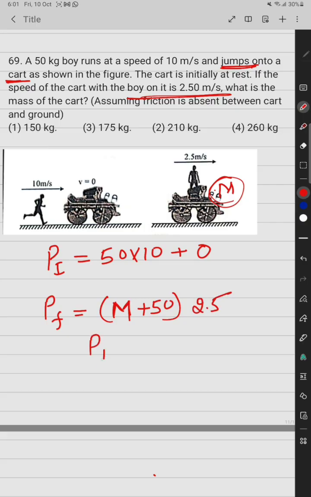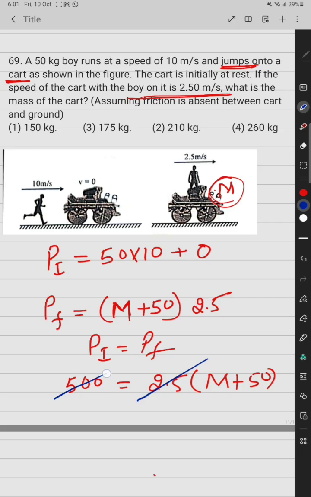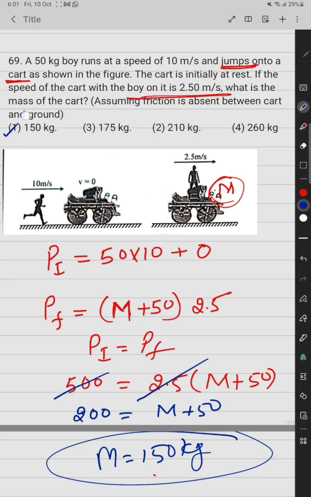Here linear momentum is conserved, P initial equals P final. P initial is 500 and P final is 2.5 multiplied by the total mass, m plus 50. Then 500 divided by 2.5 is 200. So 200 equals m plus 50. So it is very simple. Mass of the cart equals 150 kg. So the first option is correct.